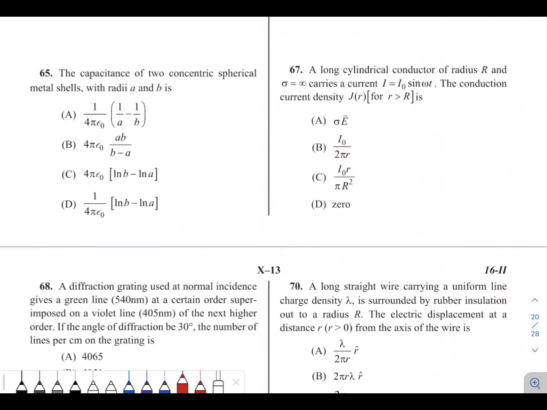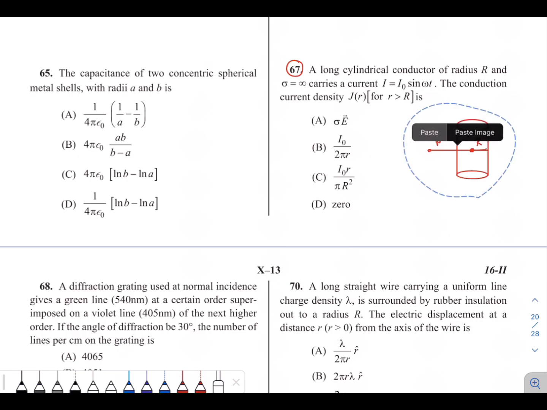Problem number 67. A long cylindrical conductor of radius R and sigma equal to infinity carries a current I equal to I naught sin omega t. The conduction current density J at r greater than capital R is.